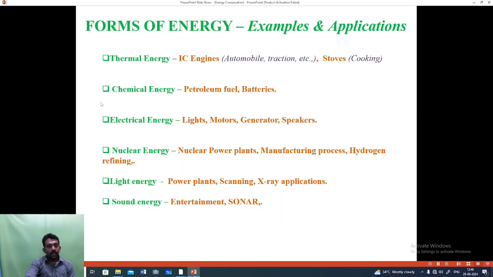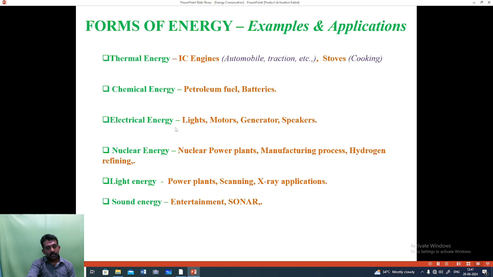And coming to the examples and applications of thermal energy, thermal energy we can see is extracted from heat sources. The examples are IC engines, that is the internal combustion engines, used in automobile and traction systems, and stoves for cooking applications. Coming to the chemical energy, petroleum fuel and batteries, especially lithium and lead acid, come under this chemical energy.